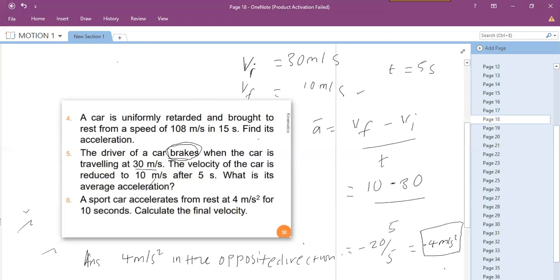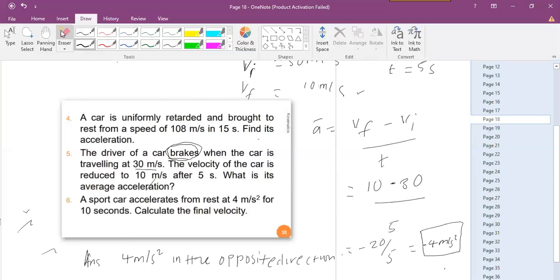If you are in a car and the driver applies the brake, the car isn't moving backwards, no, but the direction of the resultant force is in the opposite direction. So the car is going to gradually slow down until it reaches zero, until it stops. So you don't say minus 4 meters per second squared because you're not actually going in reverse, but the direction of the resultant force is in the opposite direction. So you say the acceleration or the deceleration is 4 meters per second squared in the opposite direction.